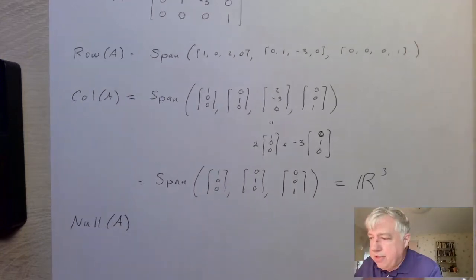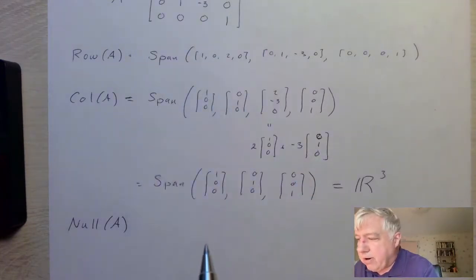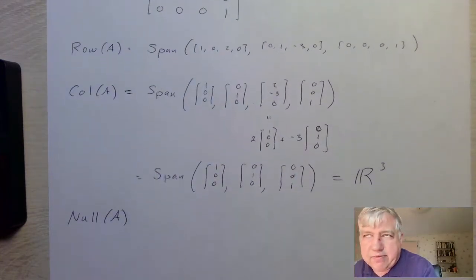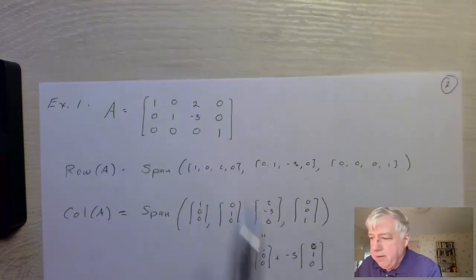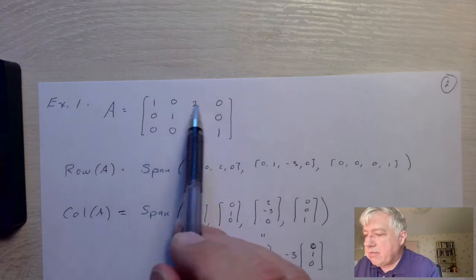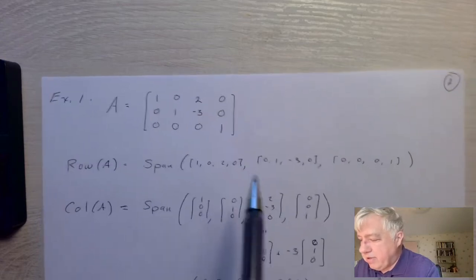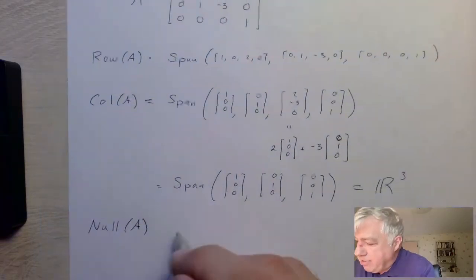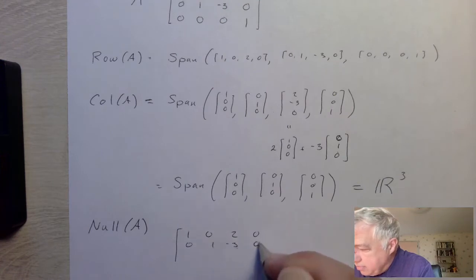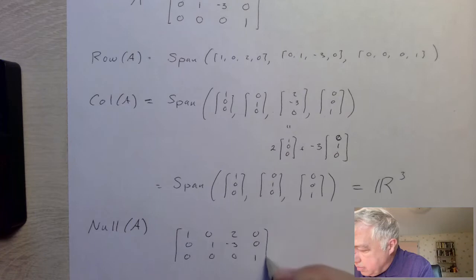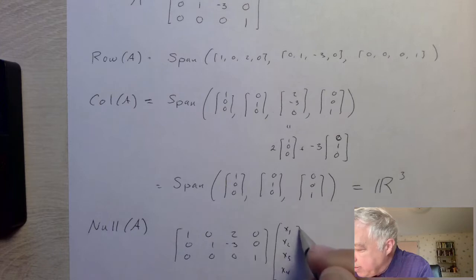Okay. Well, to do this, we need to remind ourselves: how do we find the null space? How do we find the solution of a homogeneous linear equation? A is basically representing what we're trying to do. We want to find x1, x2, x3, x4, and we want this to be equal to 0, 0, 0, 0.